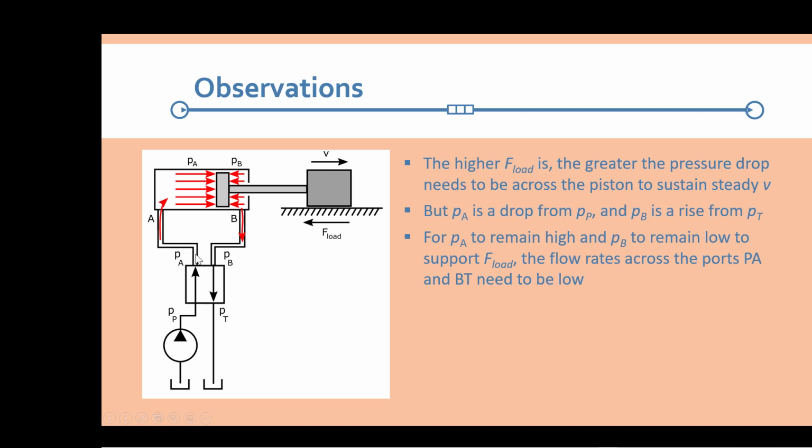So for PA to remain high and for PB to remain low, which you need for a high piston force, you need to have low flow rates so that PP does not drop too much to PA and PB does not have to be much above PT. So if we want to sustain a high force, we need to have a low flow rate so that we can keep this pressure high and this pressure low. But to have a low flow rate, we have to have a low velocity. So you have a trade-off: if you have a high load, you're going to have to move at a lower velocity.